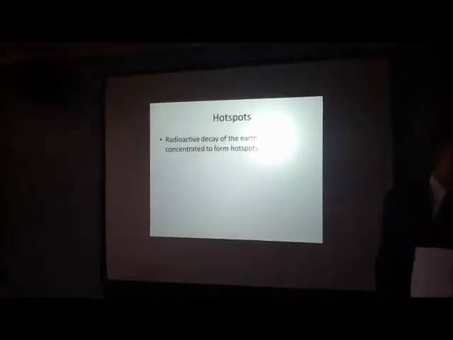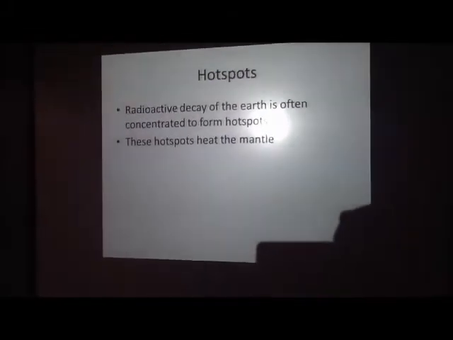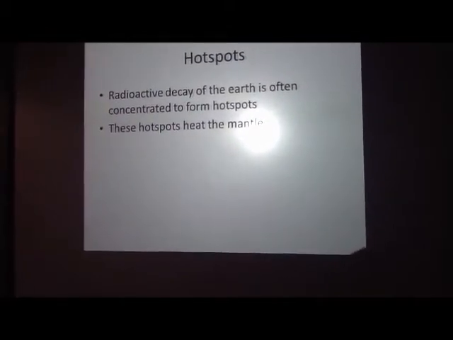Right, so first up we've got hotspots. First of all, radioactive decay of the Earth's core generates hot temperatures. If the decay is concentrated, then hotspots will form. The lower mantle is then heated, creating localized thermal currents where plumes of magma rise. These plumes of mafic lava then burn through the lithosphere to create shield volcanoes.